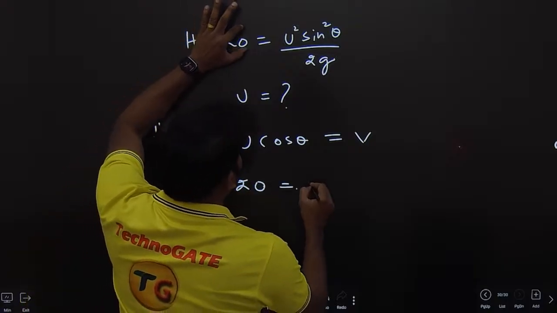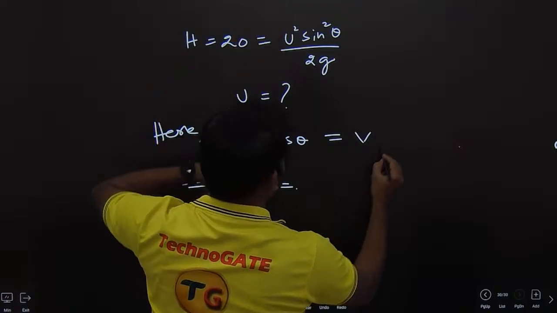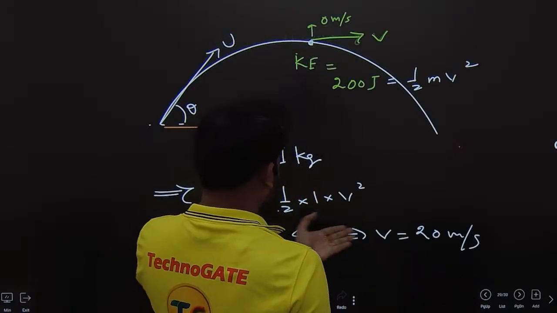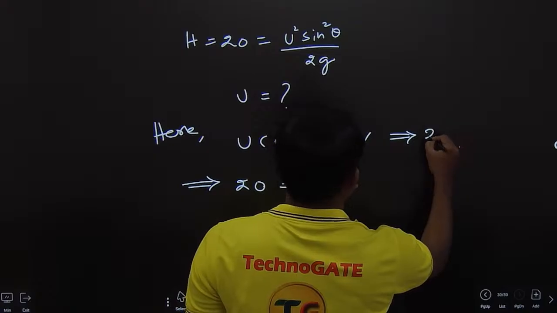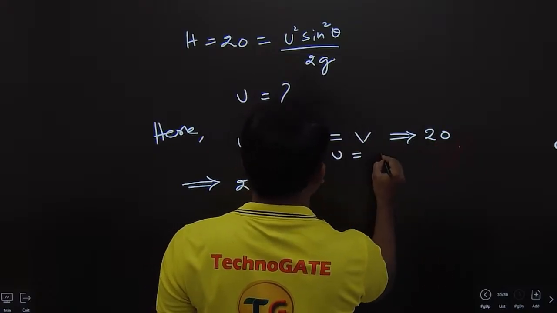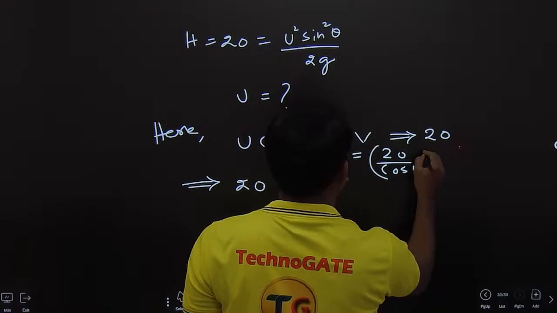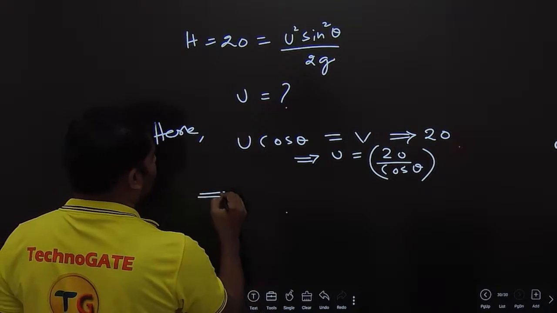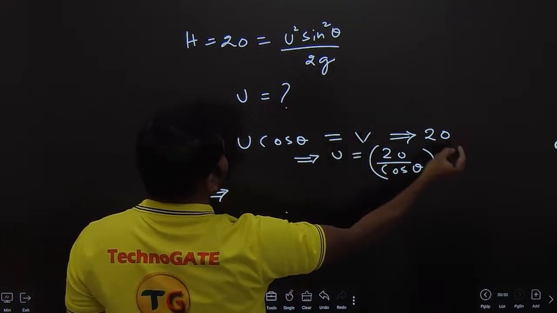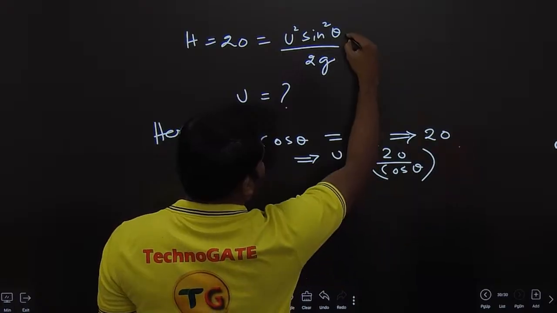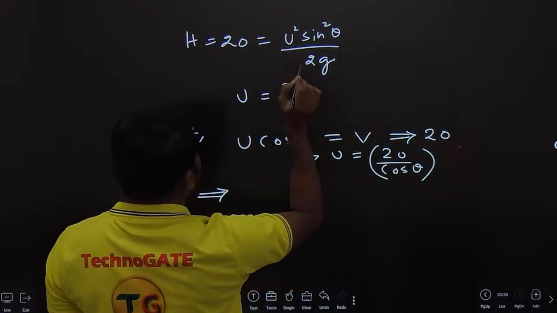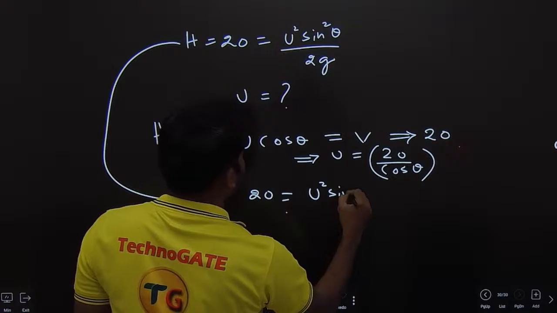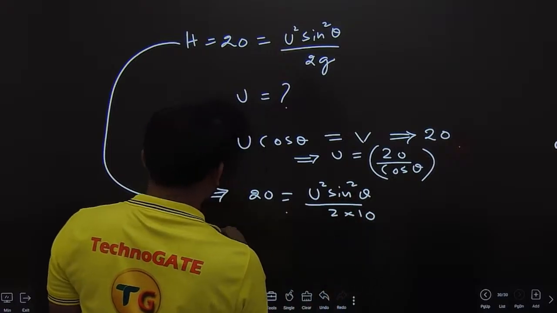20 is equal to u square... V we found already, V is 20. You can say u is equal to 20 by cos theta. Okay guys, let me substitute those. U is equal to 20 by cos theta. Let me get sin theta from here to substitute in this. From here I will get 20 is equal to u square sin square theta by 2 into 10.